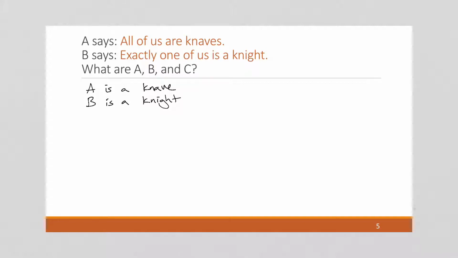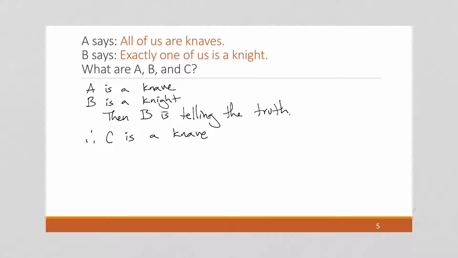All right, so since B is a knight, then B is telling the truth. So therefore, C is a knave. So from these two rather simple statements, right? They're not going into a lot of depth, and it might seem at first like there's not enough information. But from these two, we've figured out that A is a knave, B is a knight, and C is a knave.